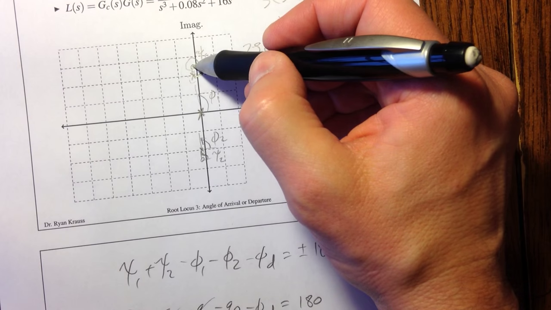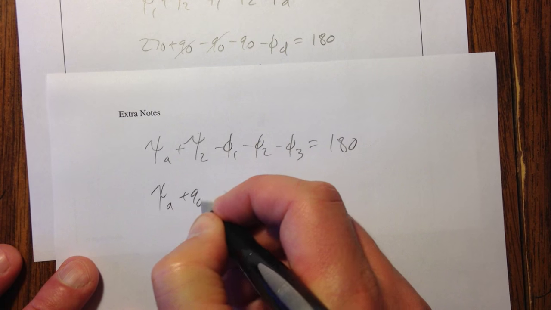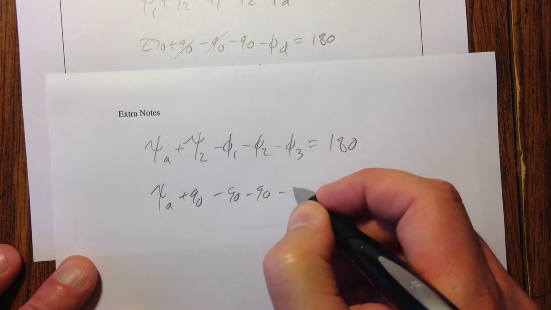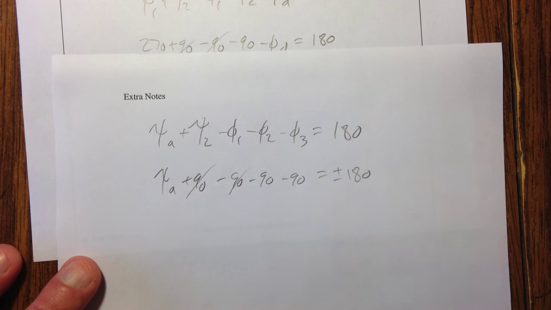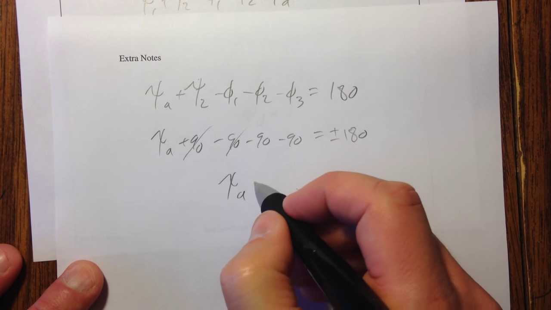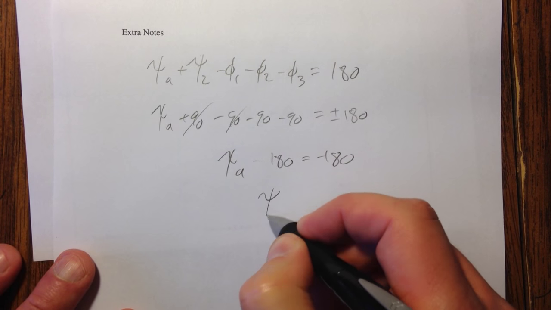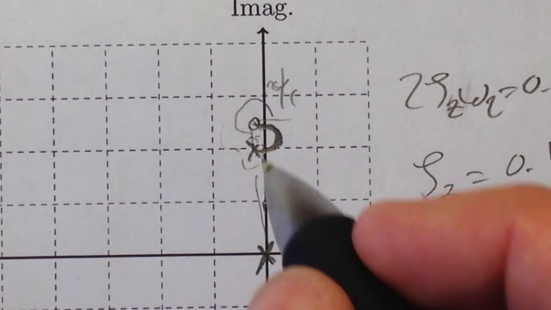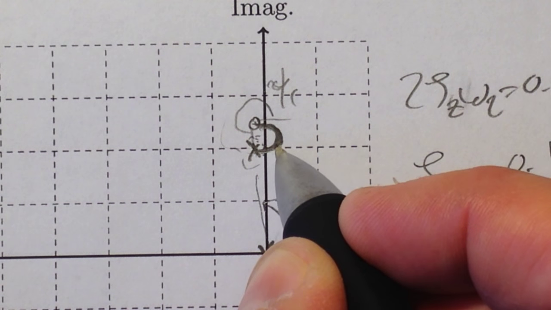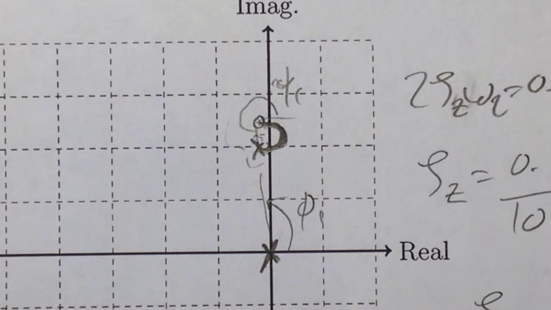If this is the very top one, then that's 90, that's 90, that's 90, that's 90. Everybody's 90. I mean, psi A is unknown. So psi A plus 90 minus 90 minus 90 minus 90 is equal to plus or minus 180. And so again, that cancels, and I'm left with psi A minus 180 is equal to minus 180. And so obviously psi A also turns out to be 0. So that means that we depart this pole going towards the positive real axis, and we arrive at the zero from the positive real axis.